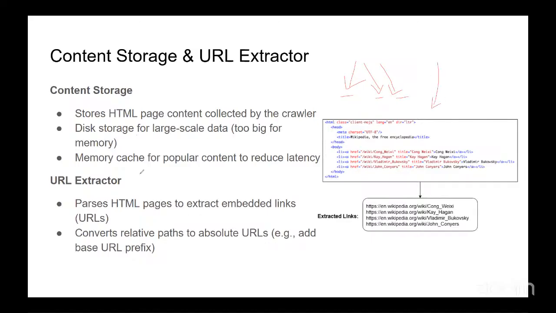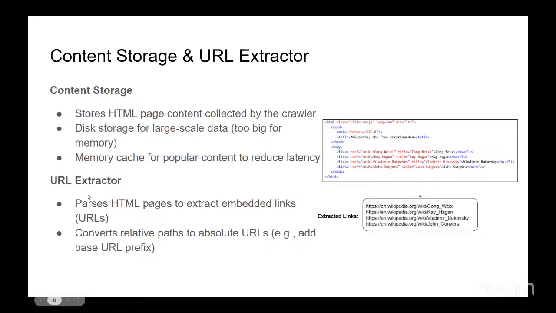So in that case, what you do is you put the popular content in the memory cache so that the latency can be reduced for content that is being requested frequently than some other content. So you put such kind of content in the memory cache. And then we have the URL extractor component.